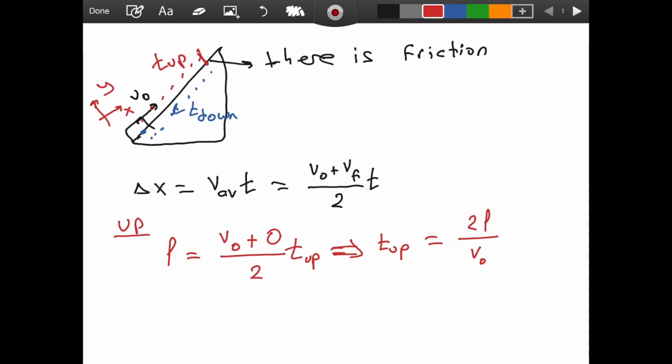Now let's consider the downward motion and try to find a formula for t down this time. So we have the down.